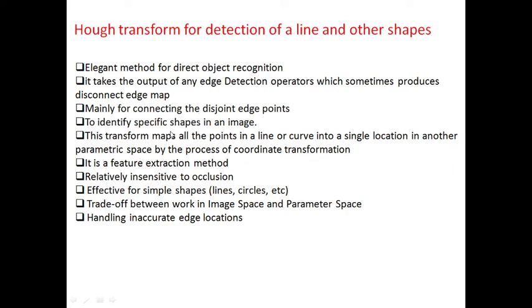And as I have said, we are able to recognize any kind of shapes that are present inside the image. This Hough transformation maps all the points in a line or a curve into a single location in another parametric space. This parametric space is nothing but the Hough transform space, reached by the process of coordinate transformation. I will explain this point in the upcoming slides.